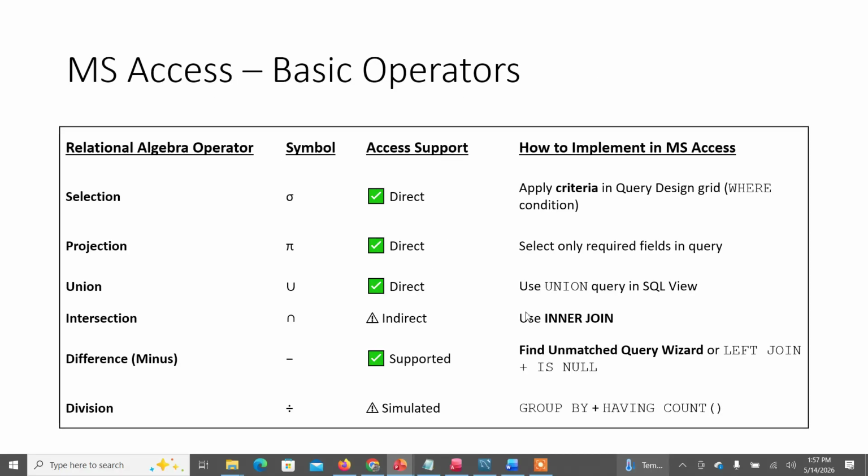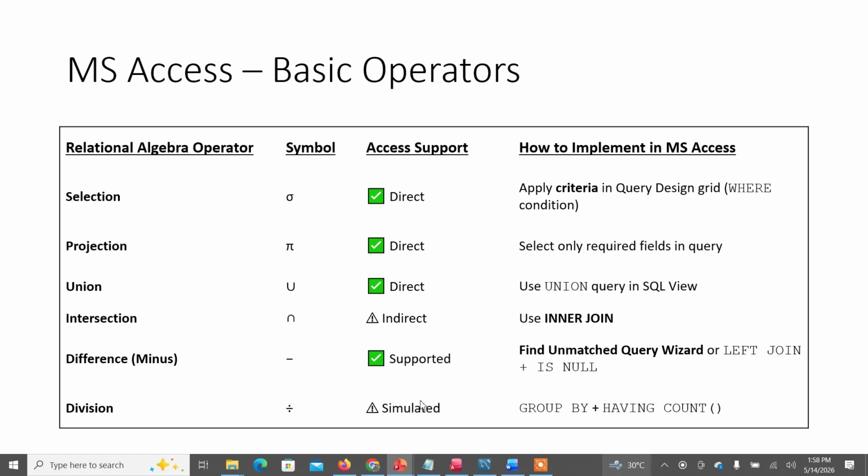We already discussed all the operators in our previous tutorial. You can watch from there. These are the basic operators: selection, projection, union, intersection, difference, and division. Some of these operators don't have direct implementation in MS Access. For example, intersection doesn't have a direct implementation, but it is implemented using inner join, and division needs some complex queries, so we will be postponing it to the MySQL tutorial.